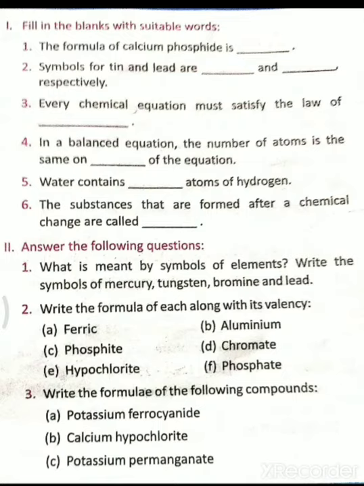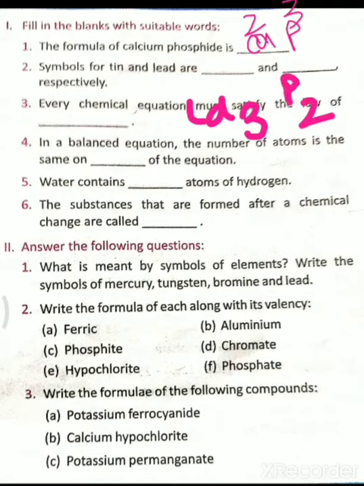The formula of calcium phosphide is, so how will you write the chemical formula for this? First, for calcium you will write Ca, then for phosphide you will write P. Now you write the valency of both of them. The valency of calcium is 2 and of phosphide is 3. So your chemical formula will be Ca3P2. Then next question.